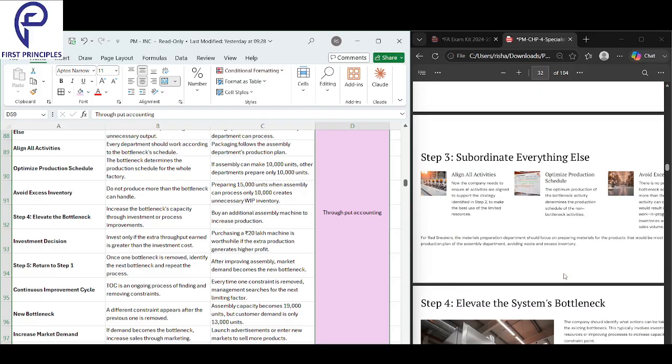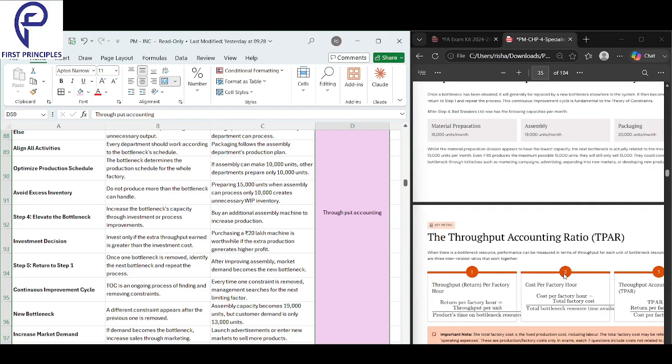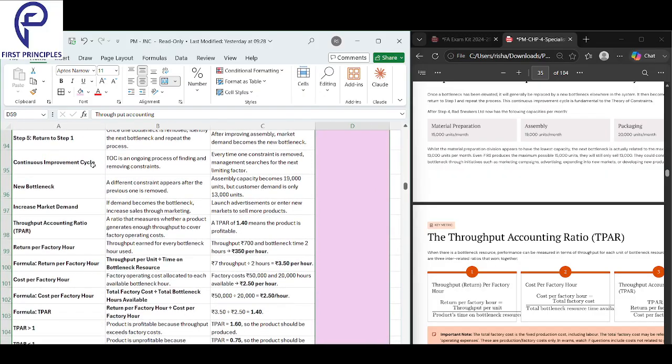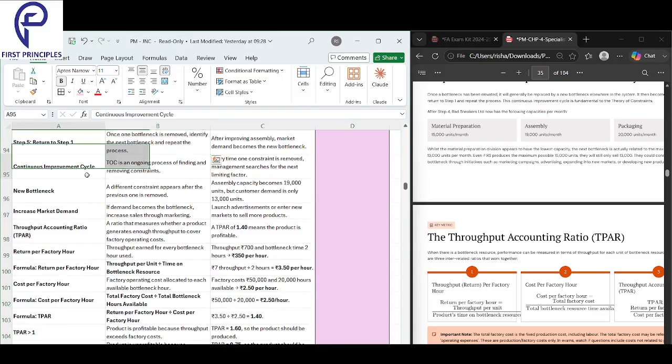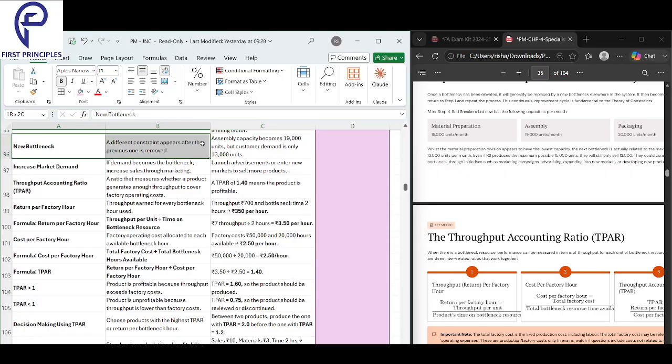Step 3, subordinate everything else. All the other activities of all the departments you are aligning in such a way that they directly attack this particular bottleneck. Then you elevate the system bottleneck by getting an additional machine, and then you repeat the process. Finally you just repeat the process. This is an ongoing process of finding and removing constraints. Then you find the new bottleneck.